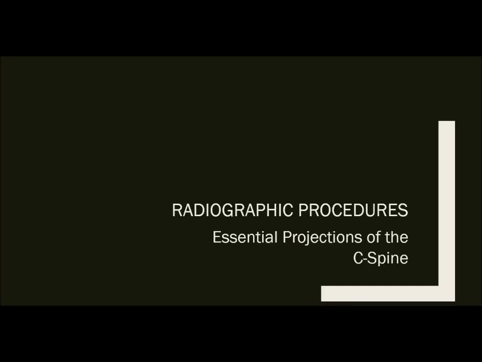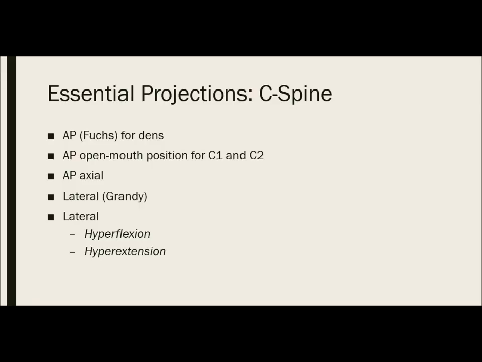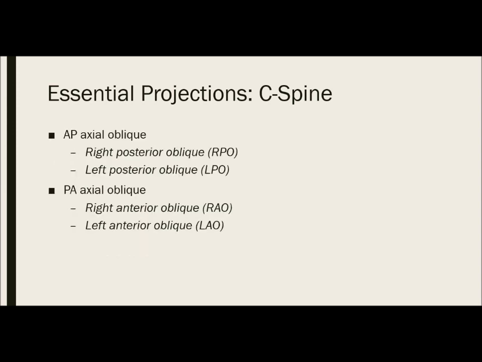Okay, so starting with our radiographic procedures, the essential projections of the cervical spine. These are the ones that we'll be going over today. So the AP Fuchs, which is for the dens, the AP open mouth position for C1 and C2, AP axial, the lateral, which is also known as the Grandy method, and then the lateral hyperflexion and hyperextension. We're also going to go over our AP axial obliques, which is our RPO and LPO, and then we'll also go over our PA axial obliques, which is the RAO, LAO. Depending upon your preferences will depend on which one you do. It really doesn't matter, just as long as whenever you do your obliques, you do both RPO, LPO, or RAO and LAO.